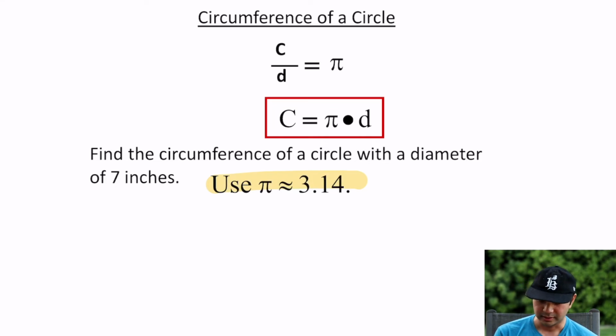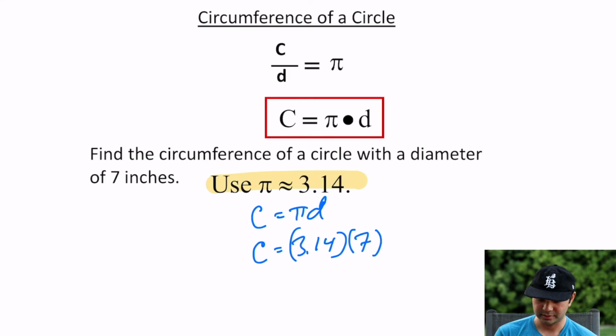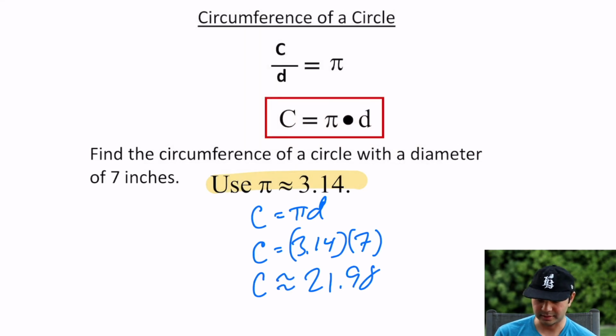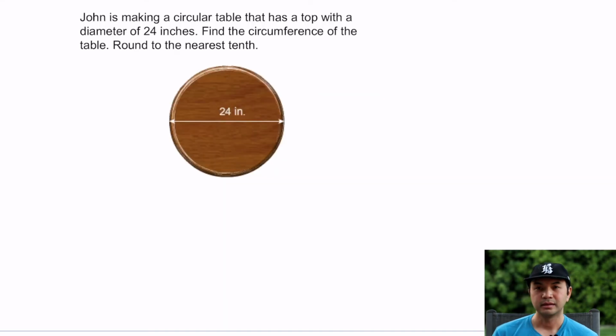Okay, so let's rewrite and just fill in what we know. Circumference, we don't know. Pi is 3.14. You can use parentheses. And the diameter is 7 inches. So then 21.98. So I'm actually going to correct myself. It's not equal to 21.98. It's approximately 21.98 because we approximated pi. And then inches.